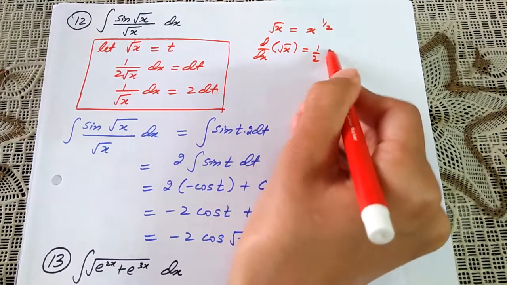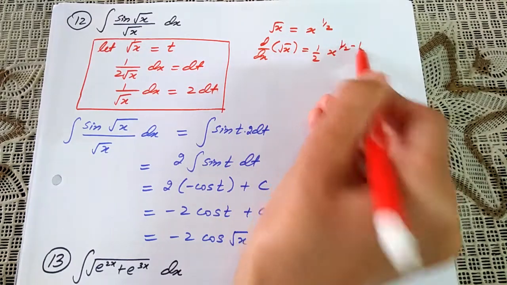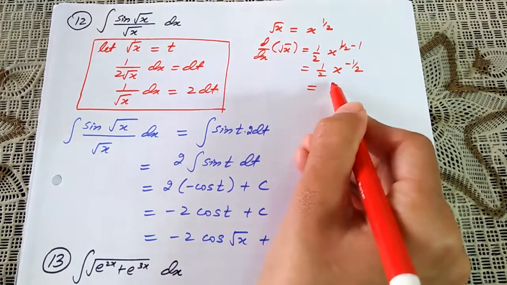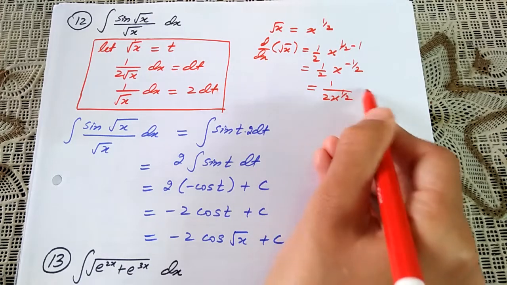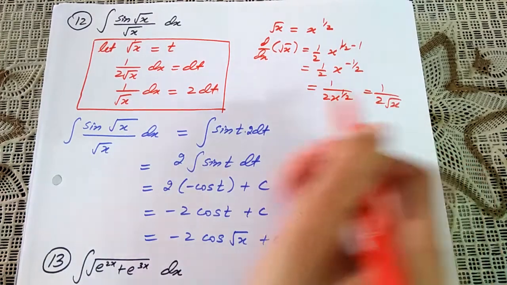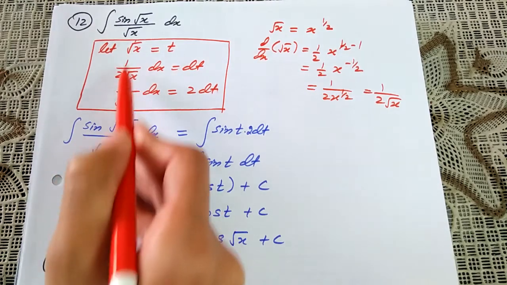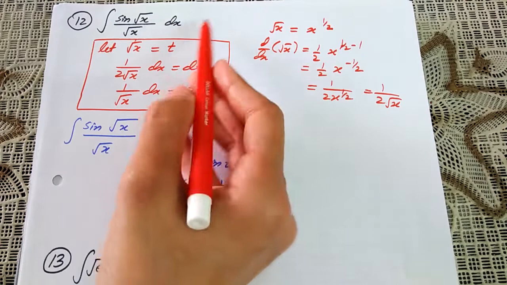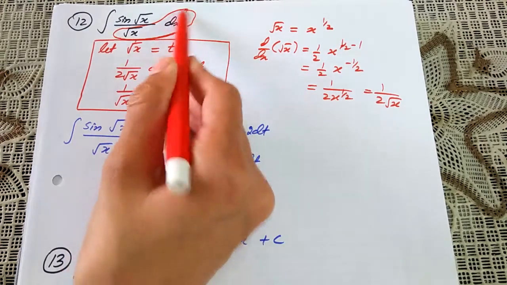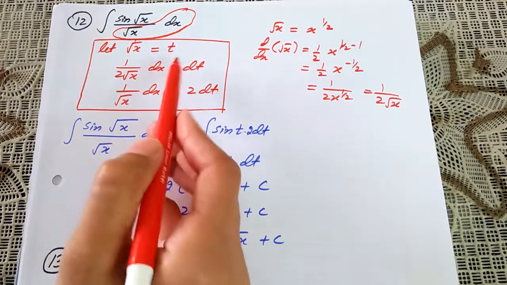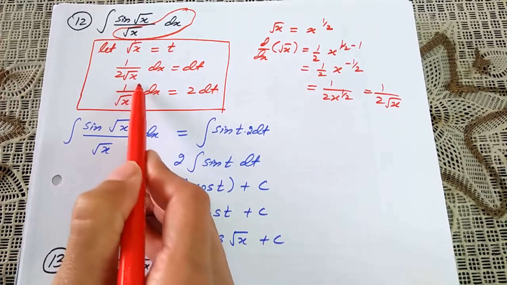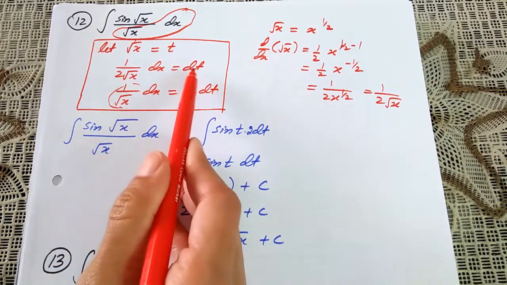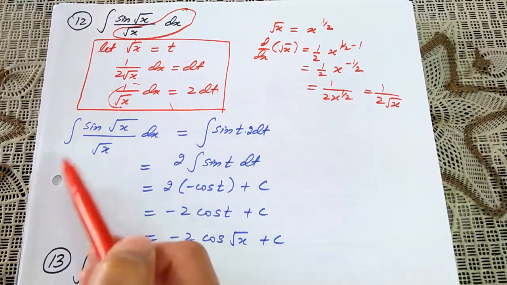power comes down and power minus 1. That will be 1 by 2 x raised to power minus 1 by 2, that is 1 over 2 under root x. So this is the derivative of under root x. t will give us the derivative dt. Now here we have dx over under root x. So just keep dx over under root x as it is here, and move 2 to the other side. This will be 2 dt.